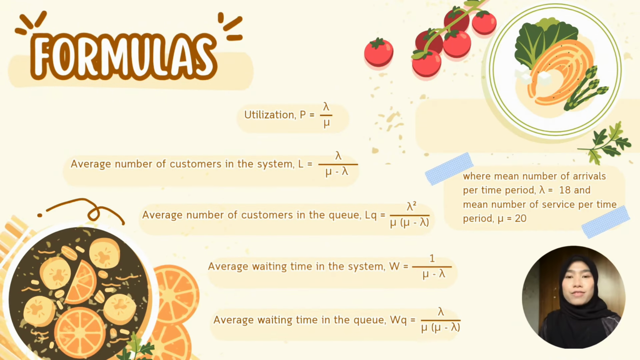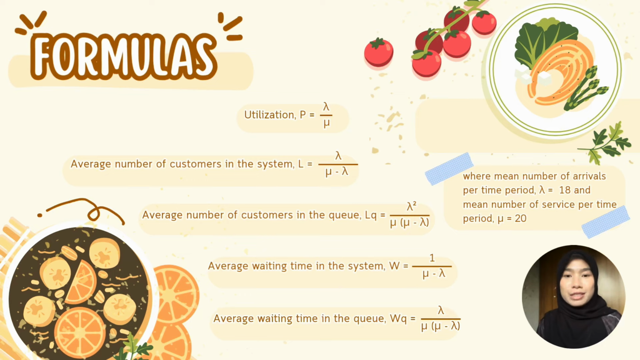So this is the list of the formulas used in the queuing system. First, we have utilization, rho. Utilization is given by lambda divided by mu. Utilization shows how busy the server is. A higher value means the server is busy most of the time.